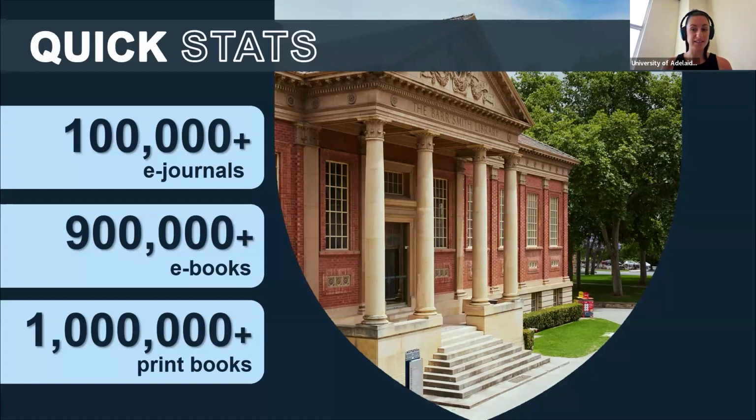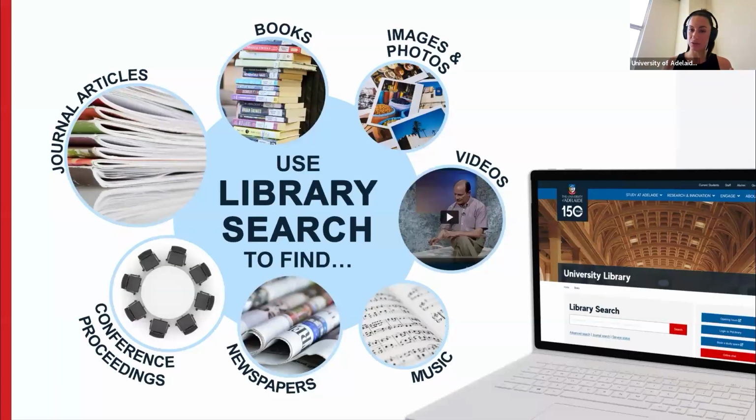We have over 100,000 e-journals, and you can imagine within each journal, there may be hundreds to thousands of articles. So you're talking in the millions of research articles that we have access to. We also have over 900,000 ebooks and over 1 million print books still in the physical library as well. And you can find all of this through library search. Other than articles and books, you can also access images and photos, videos, music scores, newspapers, conference proceedings, and all sorts of stuff.